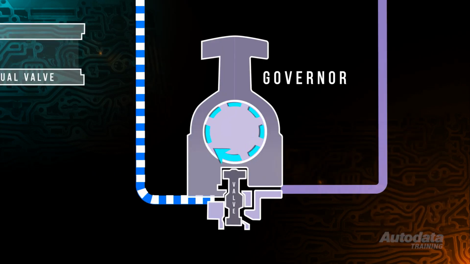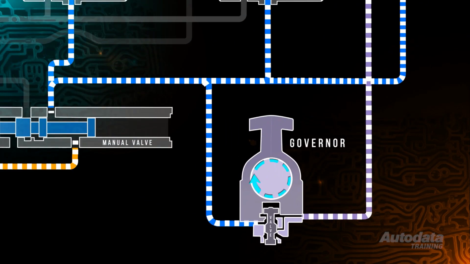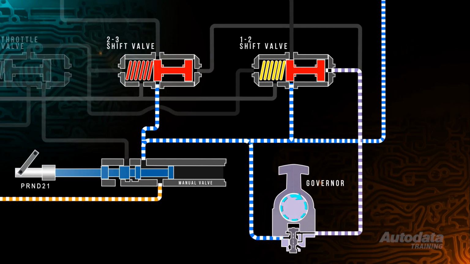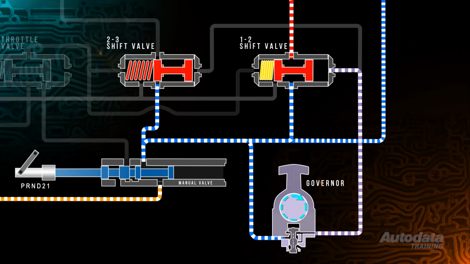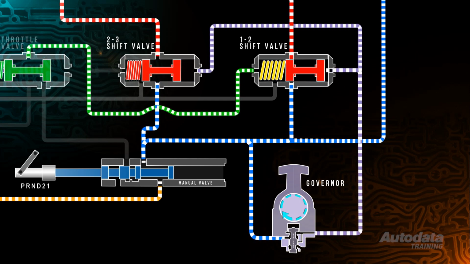When driving, an increase in vehicle speed causes the governor pressure to increase, resulting in movement of the 1-2 shift valve, allowing the transmission to upshift to second gear. A further increase in road speed and governor pressure will cause the 2-3 shift valve to command an upshift to third gear.